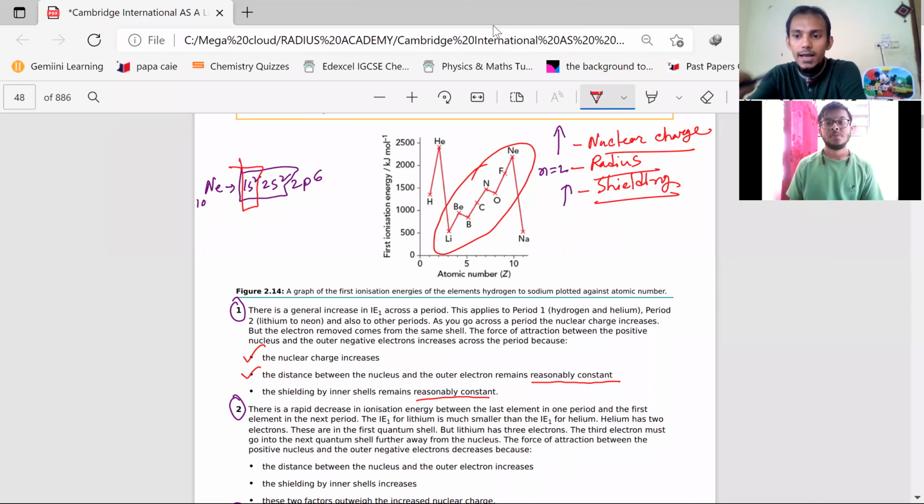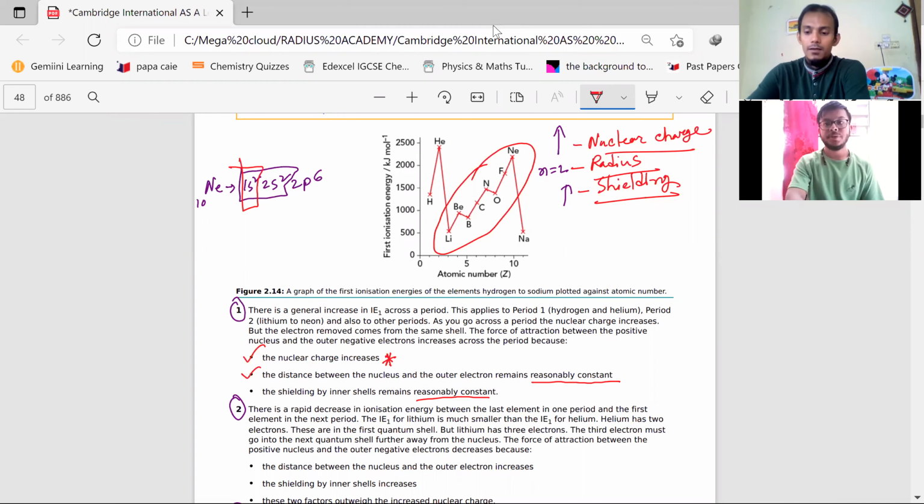Distance between the nucleus and outer shell electron remains reasonably constant. Shielding remains reasonably constant because the electrons are removed from the second quantum shell. That's why there is a general trend in increasing of the first ionization energy, because this is the main factor. This is the main factor here. Is it clear? Number 1 point.